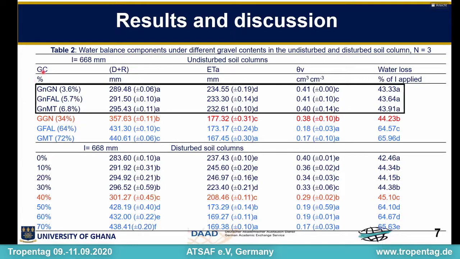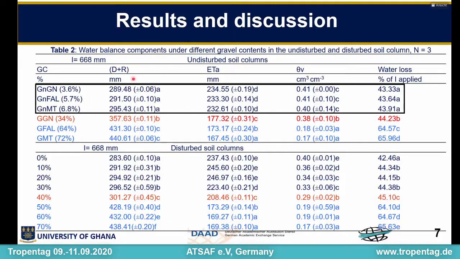What I want to talk about is that GC here represents gravel content. Whenever you see GN here, it means that we call it non-gravelly soils. Remember, gravelly soils are those with gravel content of 15% and above. So when your gravel content is less than 15%, then we classify you as non-gravelly soil. GN here is a granite field where we did the sampling. FAL here is a fallow field. MT here is a millet field where we sampled the soil from. So the first samples shown here are from non-gravelly fields.